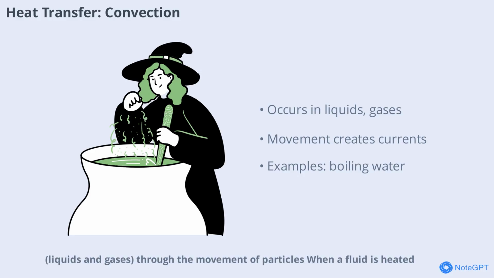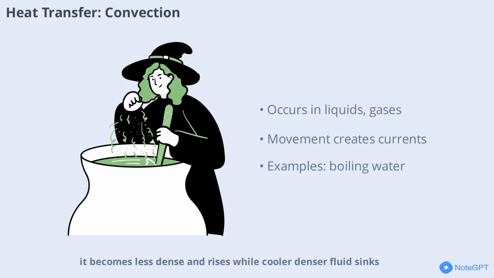Convection is the transfer of heat in fluids, liquids and gases, through the movement of particles. When a fluid is heated, it becomes less dense and rises, while cooler, denser fluid sinks. This creates a convection current, which helps distribute heat. Examples include boiling water and atmospheric circulation. Convection is essential in many natural and engineered systems.